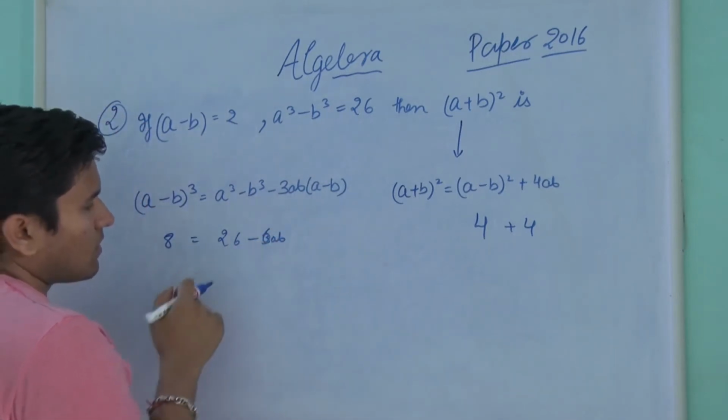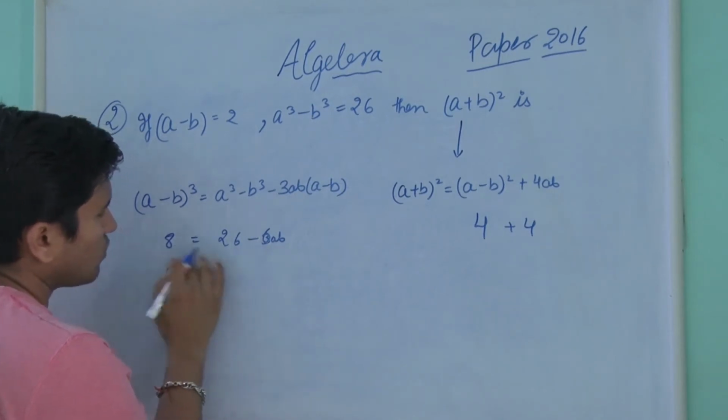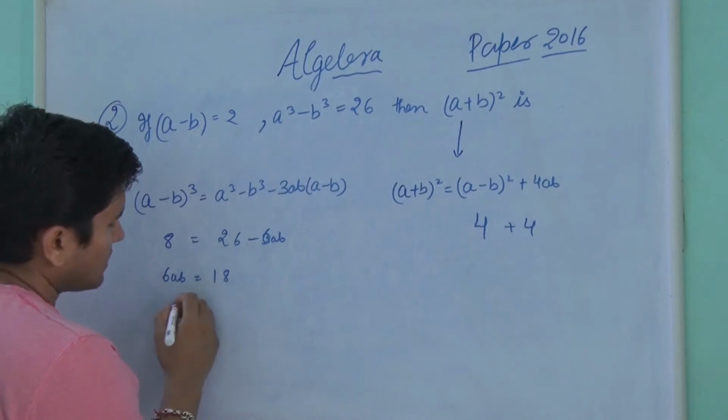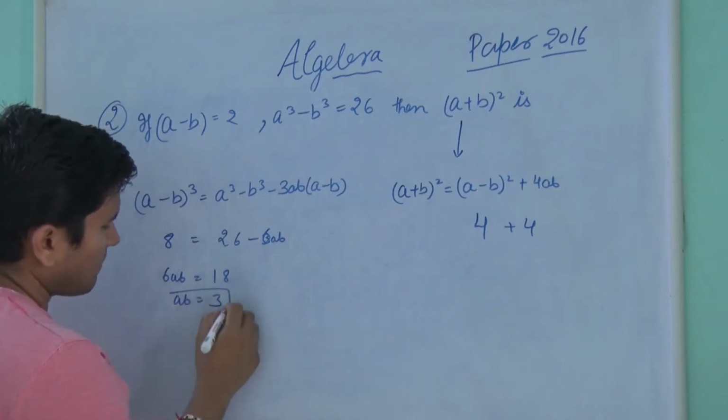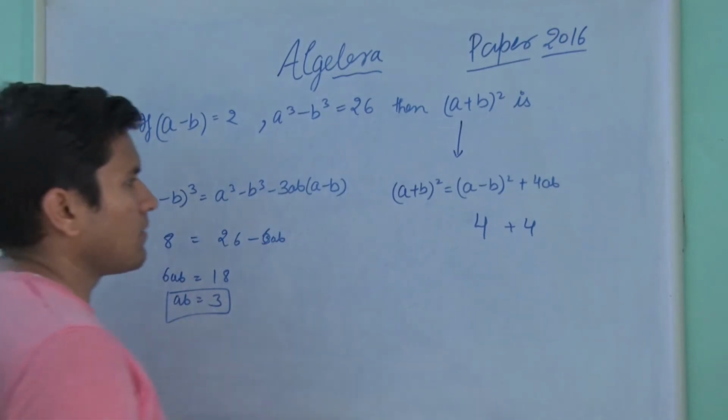Just take it this side and just take it this side. 6ab equals 18, so ab is equal to 3. We have found ab equals 3. Put the value of ab here.